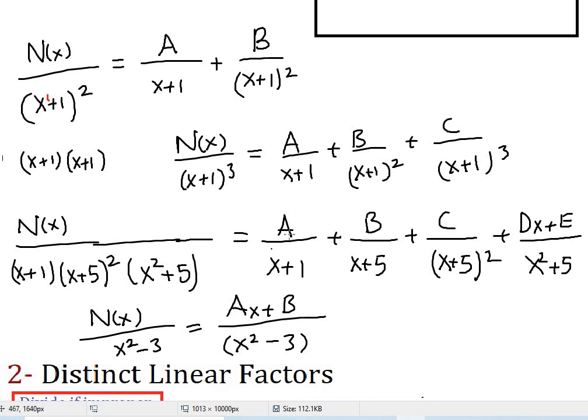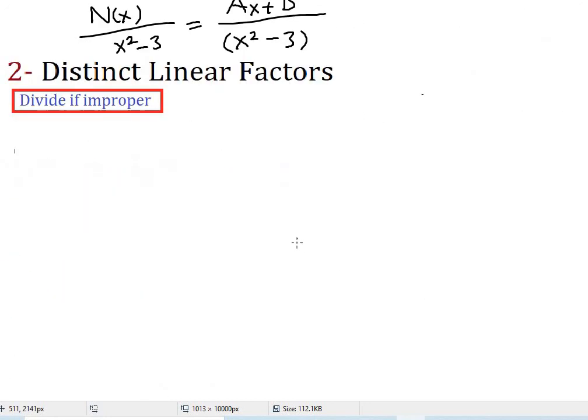Now let's see the applications. Okay, let's say we have to take the integral of 1 over x squared minus 5x plus 6 dx. So we see that this is not an improper fraction. The numerator is less than the denominator. So we go ahead and decompose the denominator and split it into the factors.